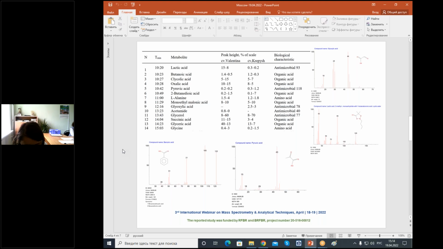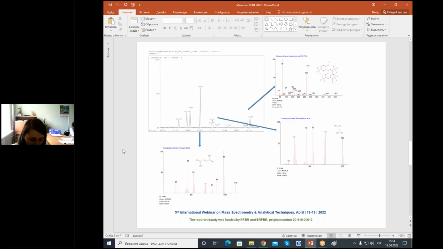The content of lactic acid, benzoic acid, malic acid, and malonic acid is 4, 6, 2 and 1.5 times higher in the leaves of cultivar Valentina than in the leaves of cultivar Kripish. Glycolic acid is found only in the leaves of green colored amaranth. Acetamide is only in the leaves of red amaranth.